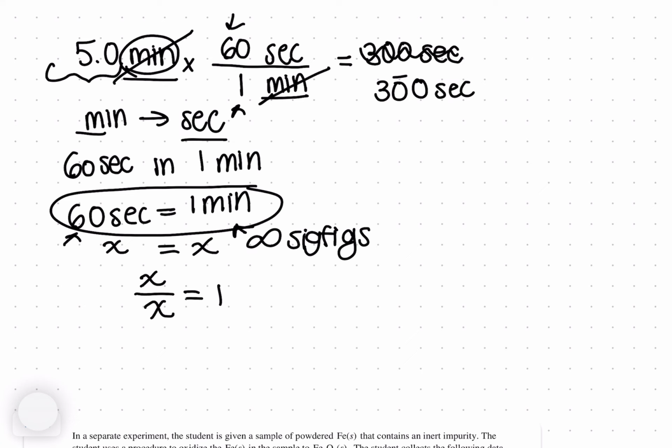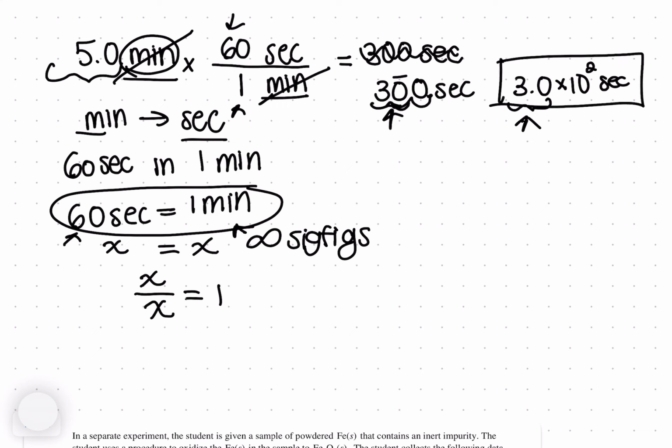Or we could put it into scientific notation and call it 3.0 times 10 to the second seconds. And then we have 2 sig figs here, and we have 2 sig figs here. Okay, perfect. So then there's our answer. We got 300 seconds with 2 significant figures.